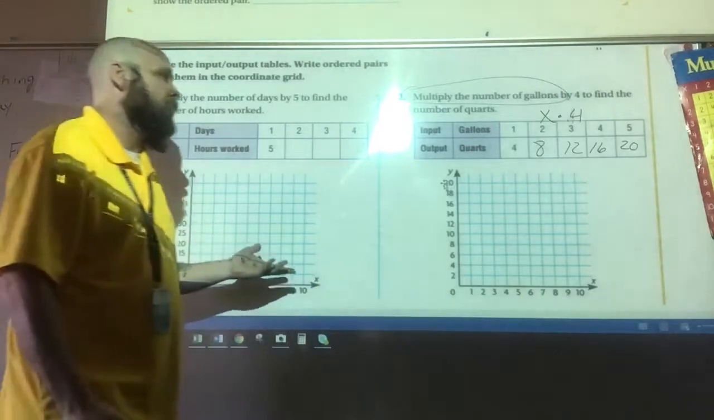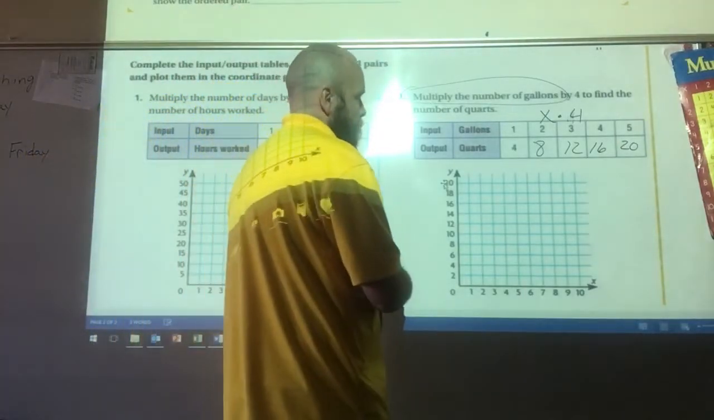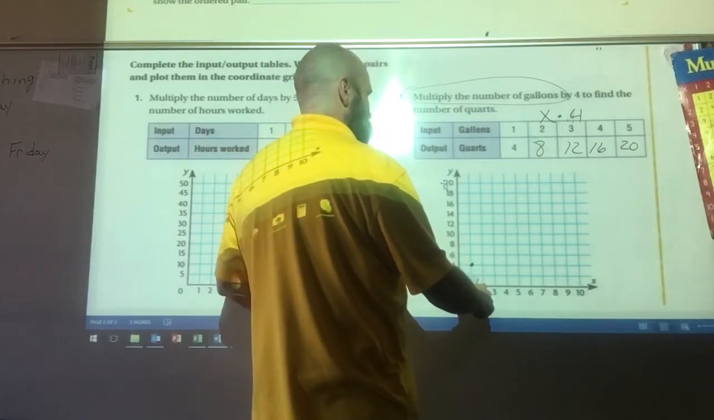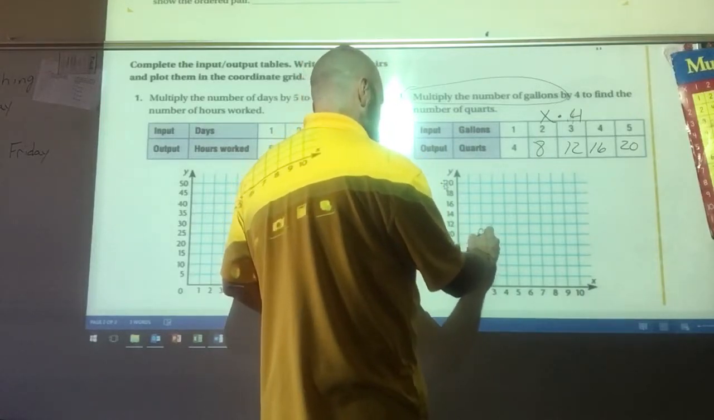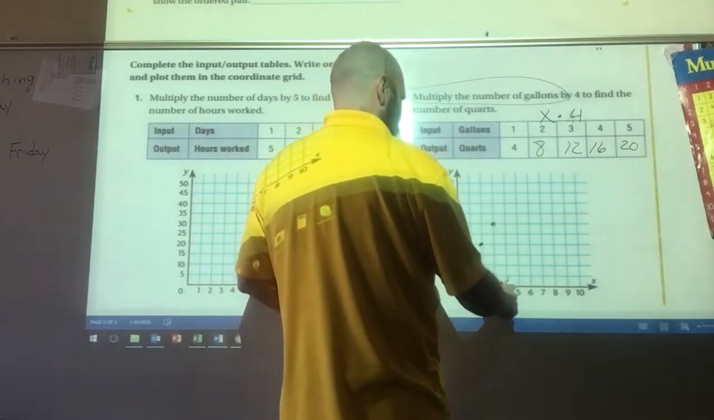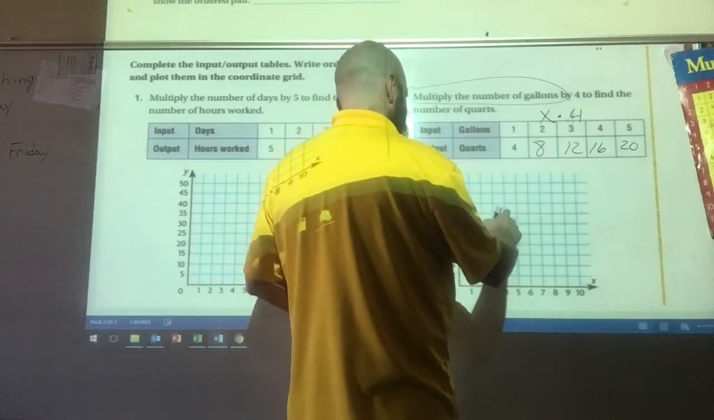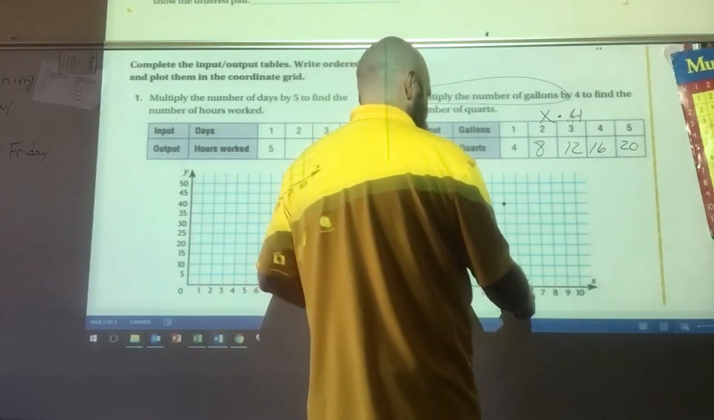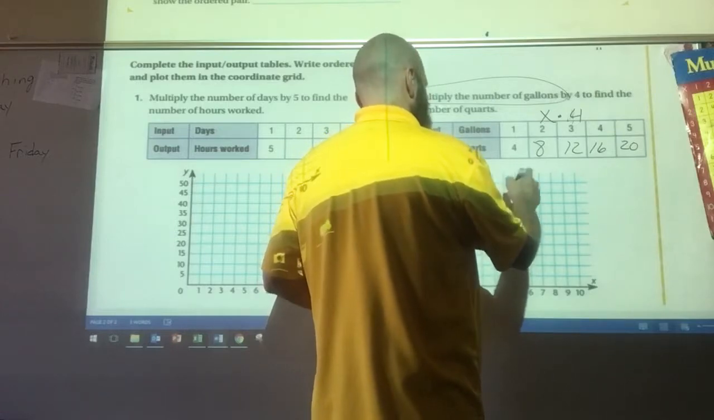Then all we've got to do is graph it. So 1 over, 4 up. That's a lot. 2 over, 8 up. 3 over, 12 up. And 4 over, 16 up. Oh my goodness, it is a straight line. 5 over, 20 up.